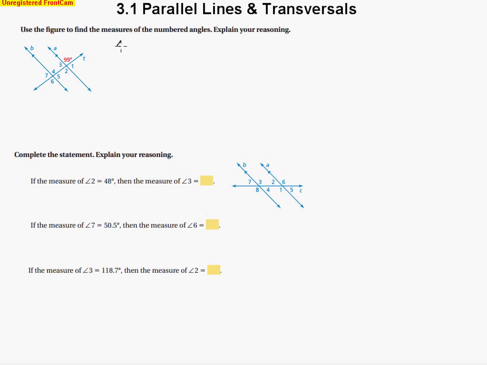So angle number 1 is going to end up equaling 180 minus 99 degrees. And so when we go ahead and subtract those two numbers, we end up with 81 degrees. And so the reason why is that they're supplementary. So supplementary is what we're going to end up using there. Supplementary angles. And so all supplementary angles just add to make 180 degrees.